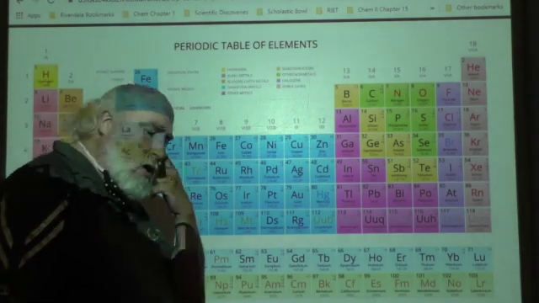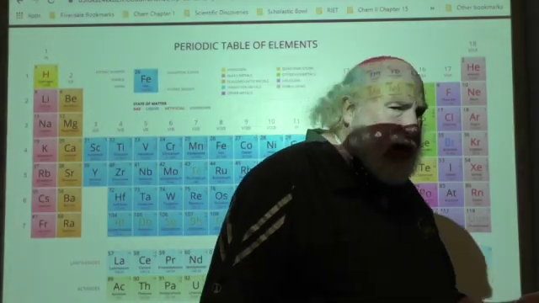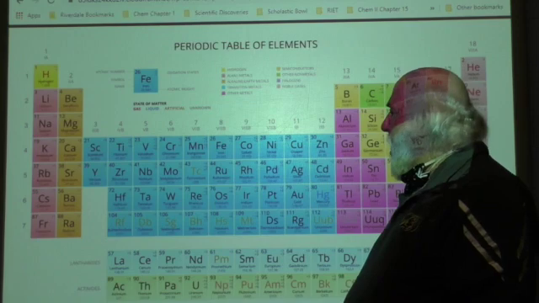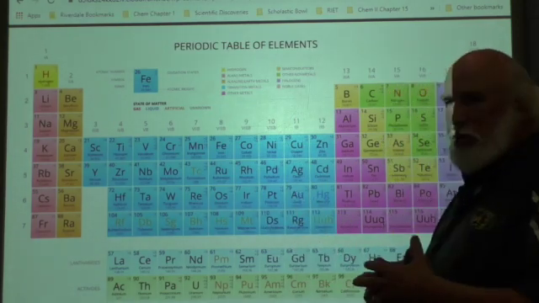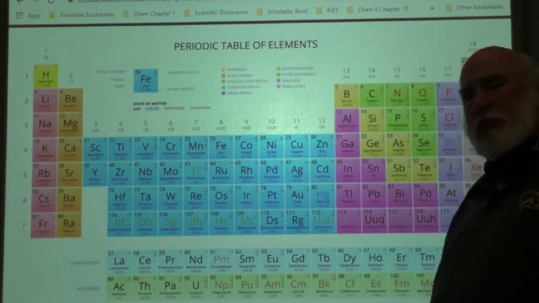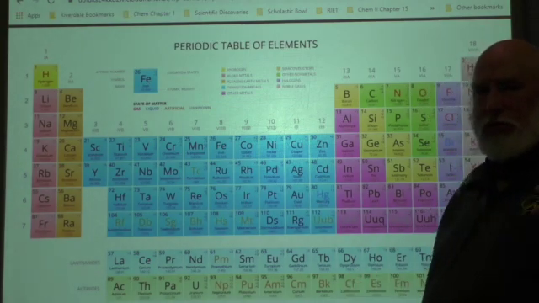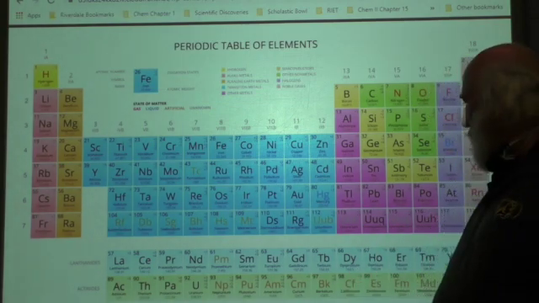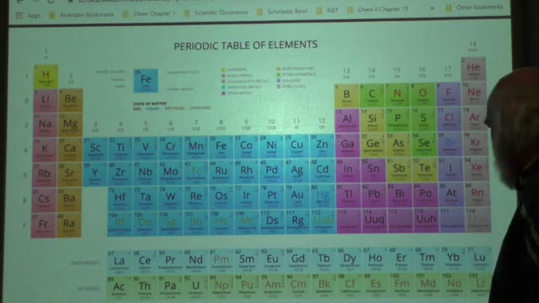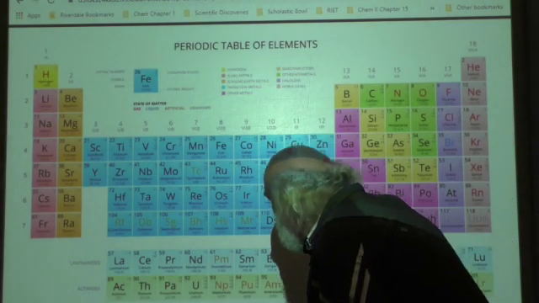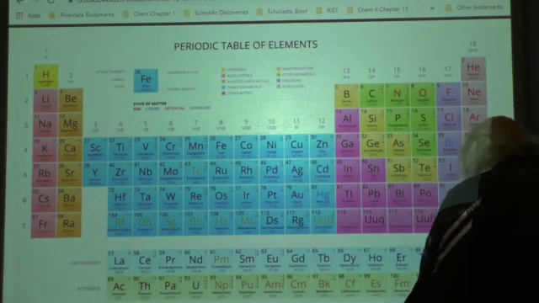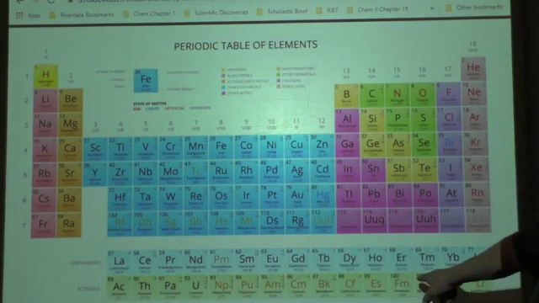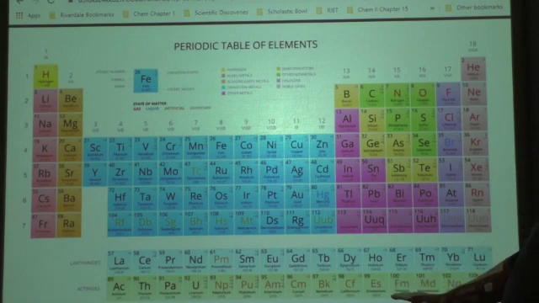Okay? Now, next, we have nicknames. These elements have been known for some time. The guy who came up with this periodic table, his name was Dmitry Mendeleev. In fact, we have an element named after Mendeleev. There, element number 101, Md. It's named after the guy who developed the first periodic table.